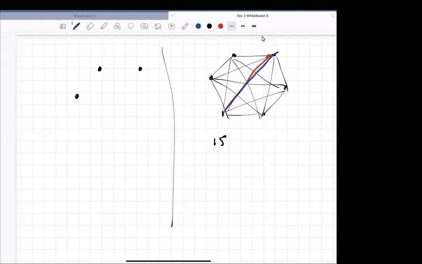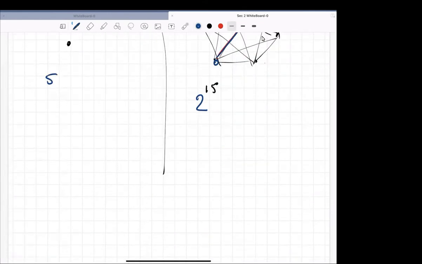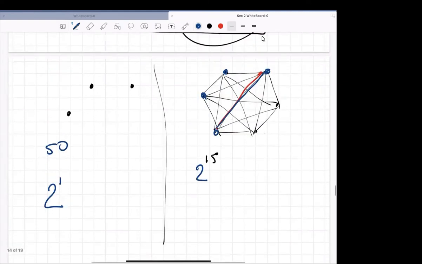That's nothing for the computer to do today. 2 to the 15 is not that big of a deal. But now I'm asking, what if I had not 6 people, but 50 people? Then what am I asking here? Just checking whether I have a clique of 5 people inside a graph like this.